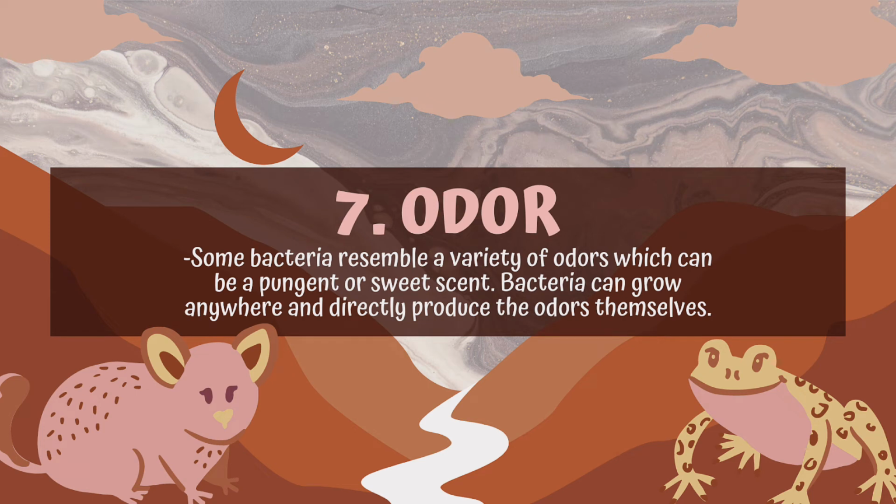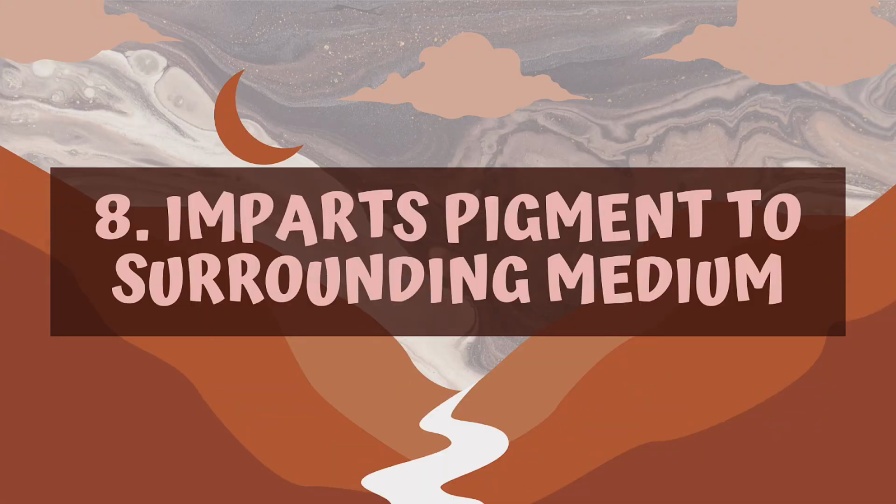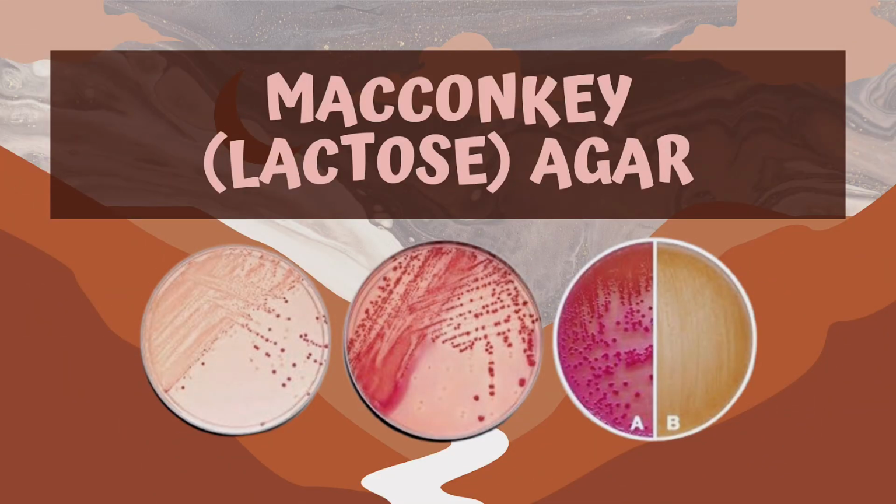Some bacteria resemble a variety of odors, which can be a pungent or sweet scent. Bacteria can grow almost everywhere and produce directly the odors themselves. For the last one, imparting pigments to surrounding mediums. One example of this is the MacConkey agar.